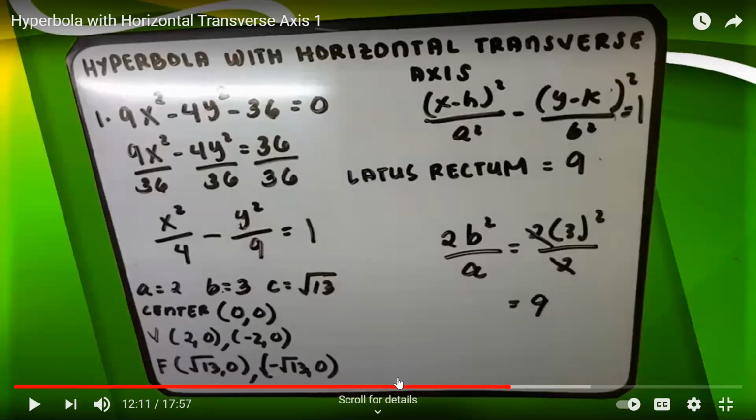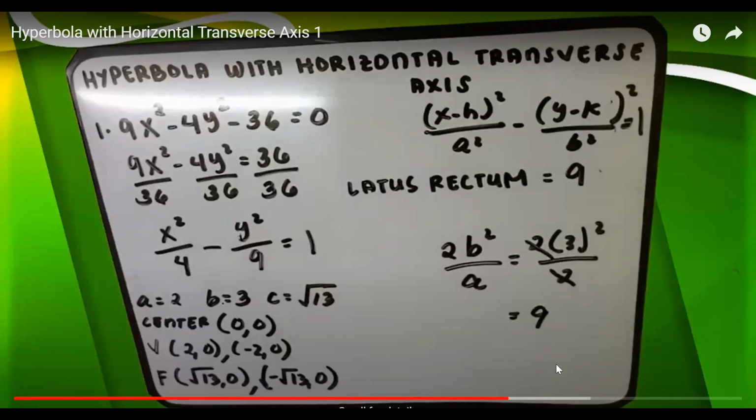Question sa Lattice Rectum. So for the Lattice Rectum, again, we're just going to use 2b squared over a. So we have the value of a and b. So we'll just substitute and then we cancel 2 and then ayun. So the remaining is 3 squared, which is 9.